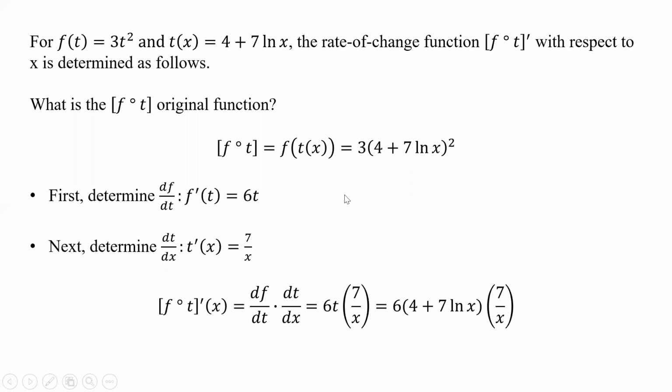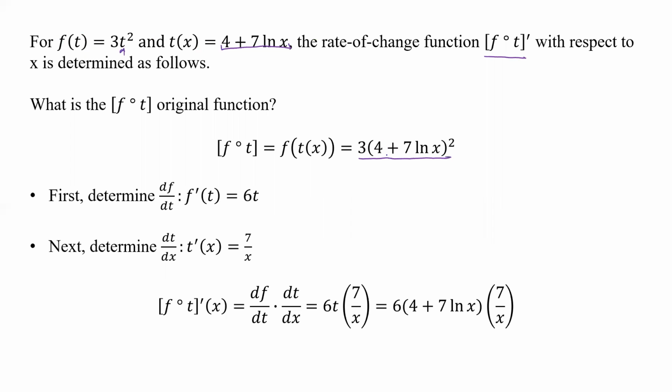All right, so let's look at an example where we're actually doing that. If we have the function f of t equals 3t squared and t of x is 4 plus 7 ln x, then our rate of change function is what we're going to look for. The derivative of f with respect to x is determined as follows. First, what is our function f going to be? I went ahead and plugged in t of x into f. So I took this and plugged it in place of t. That gave me 3 times (4 plus 7 ln x) squared. So that is what I'm going to be finding the derivative of.